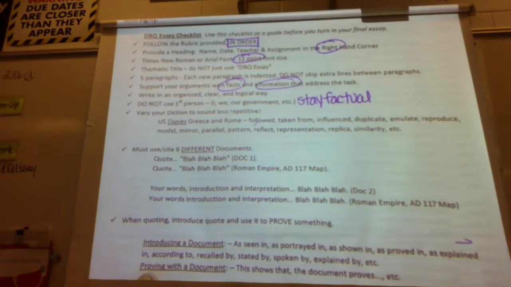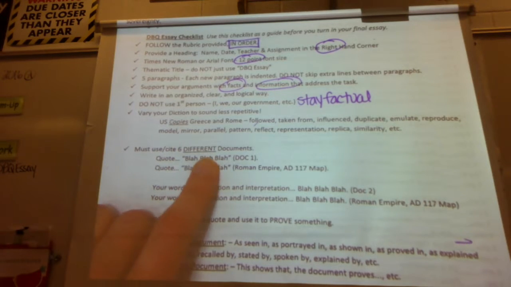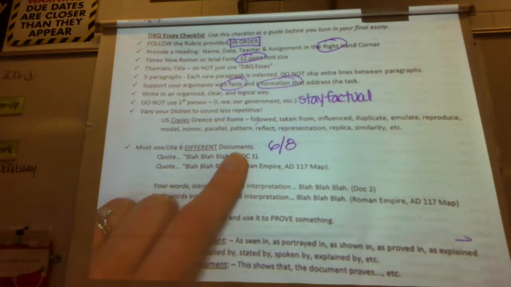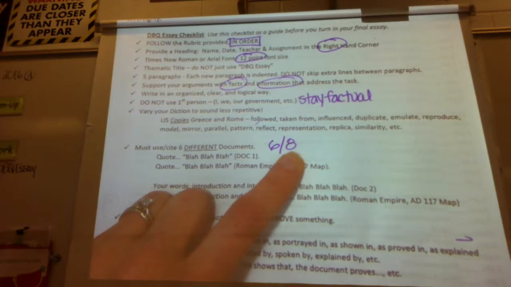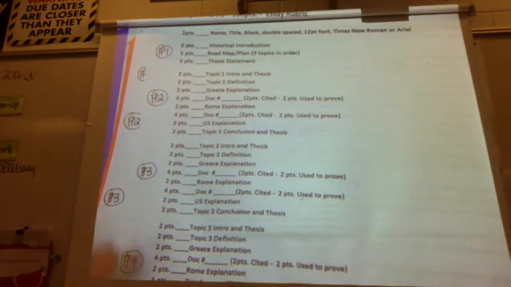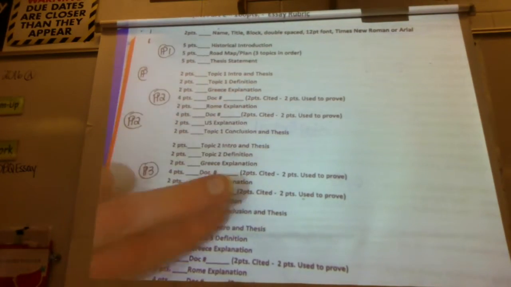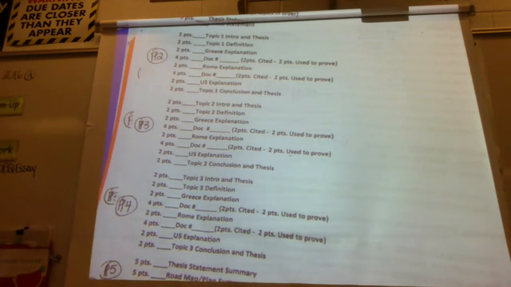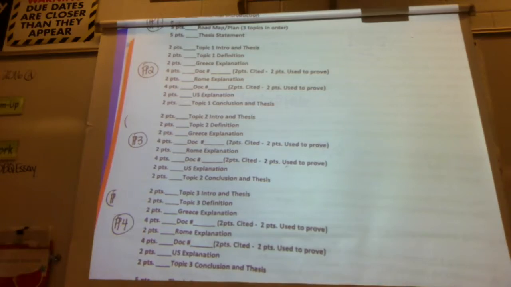You have to use 6 different documents. There were 8 in total, so you need to use 6 out of the 8. Don't repeat, because you're going to be using 2 in each of your body paragraphs. You're going to use 2 here, 2 here, and 2 here. That makes 6. Don't use one more than once. Okay?